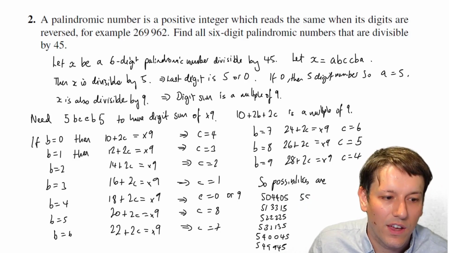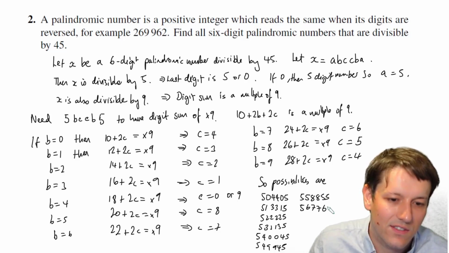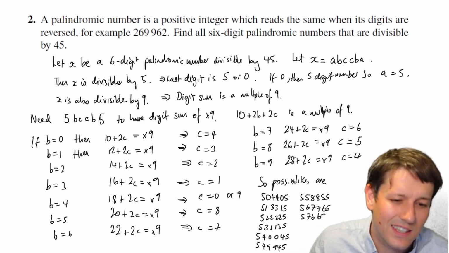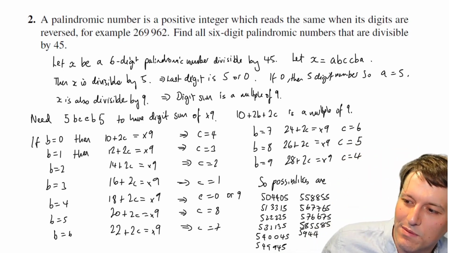I've got 5, 5, 8, 8, 5, 5. I've got 5, 6, 7, 7, 6, 5. I've got 5, 7, 6, 6, 7, 5. I've got 5, 8, 5, 5, 8, 5. And I've got 5, 9, 4, 4, 9, 5. Forgive me if I made a typo in any of those, I hope I haven't.